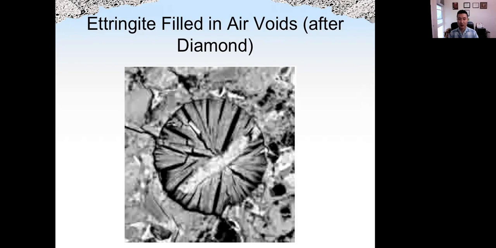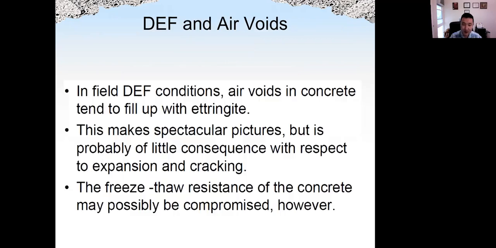So when the empty air void is filled up with ettringite, the effectiveness of these air voids to reduce freeze-thaw damage is reduced. Why? Because the air void is filled up with ettringite. So when ice forms during freeze-thaw damage, there's no more room for the ice to fill in. That's why it says the freeze-thaw resistance may be compromised.